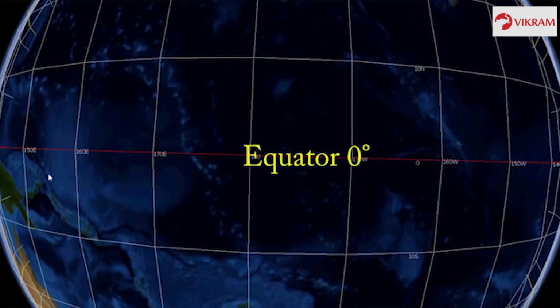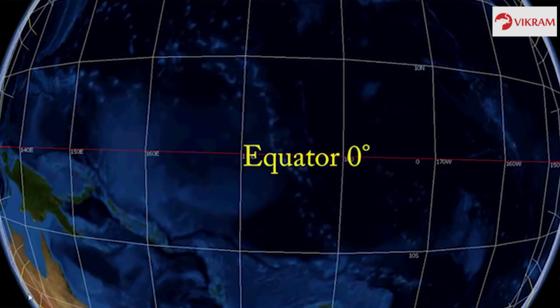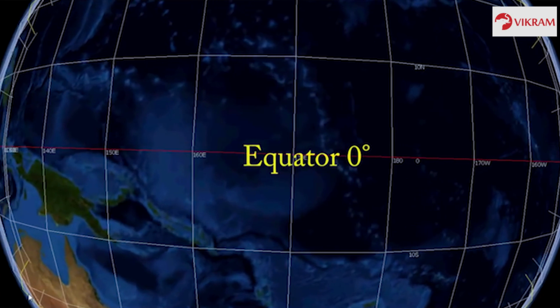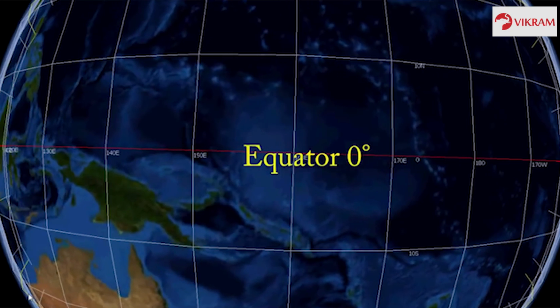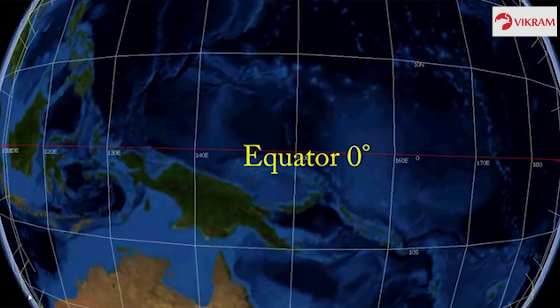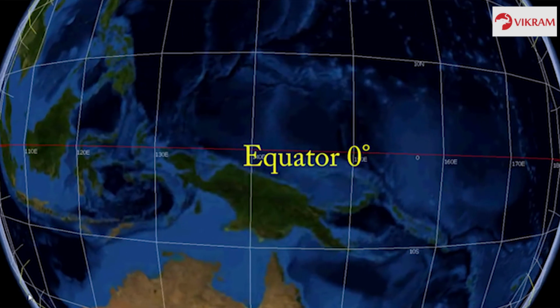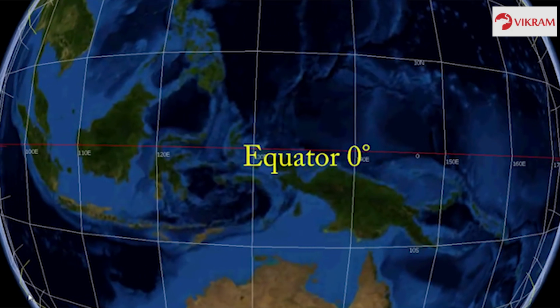Equator. For our convenience, we have drawn imaginary lines on the globe horizontally and vertically. The line which is in the center of the globe is called the equator. It passes round the earth midway between the poles. It thus divides the earth into two equal halves and forms the largest circle on the globe. It is called 0-degree latitude.